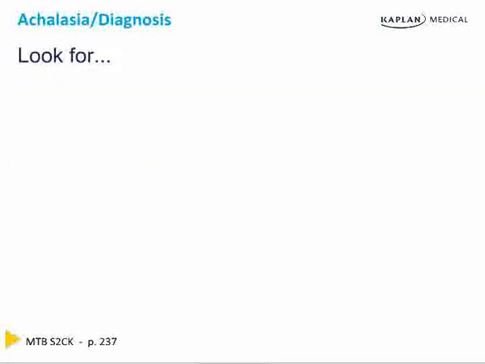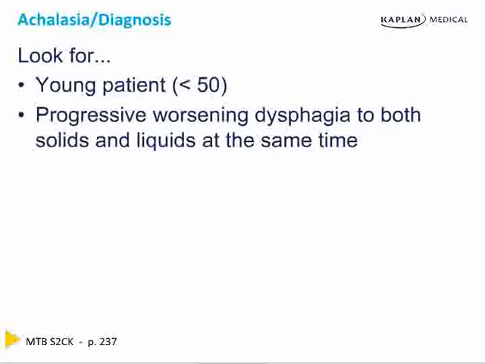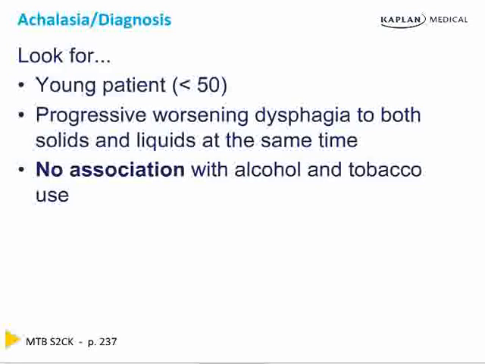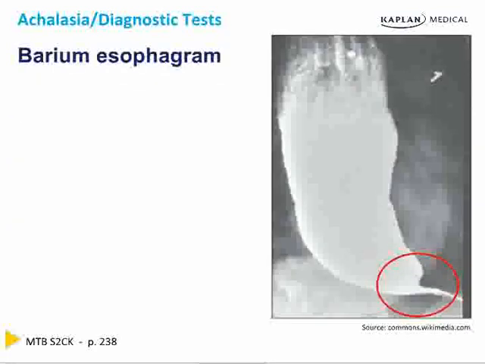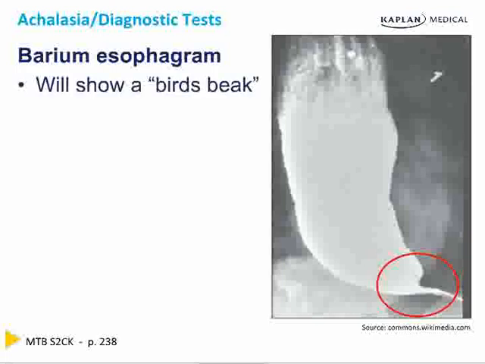Diagnosing achalasia, look for a young patient under the age of 50 with progressive worsening dysphagia to both solids and liquids at the same time. There's no association with alcohol and tobacco use, and they will typically complain of regurgitation and halitosis. The best initial test in achalasia is a barium swallow or esophagram. It will show a tapering at the distal end known as the bird's beak sign.